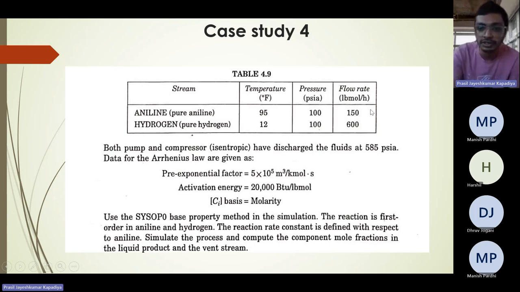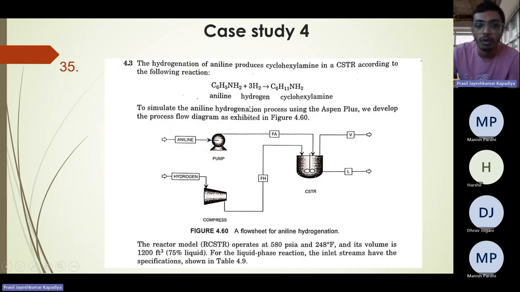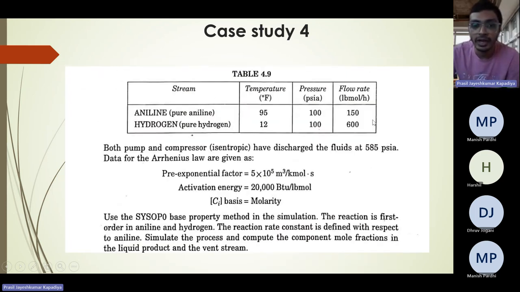It is obvious from the stoichiometry that we need more hydrogen than aniline. So aniline is 150, and compared to aniline, hydrogen is 4 times. The molar flow rate is 4 times that of aniline. Both the pump and compressor are isentropic. They discharge the fluids at 585 PSIA, so from 100 PSIA, it is discharging at 585 PSIA.